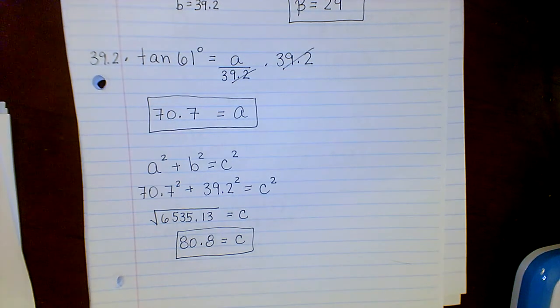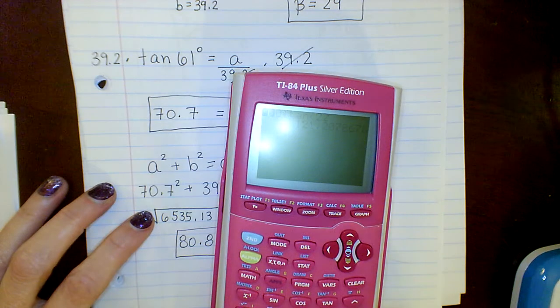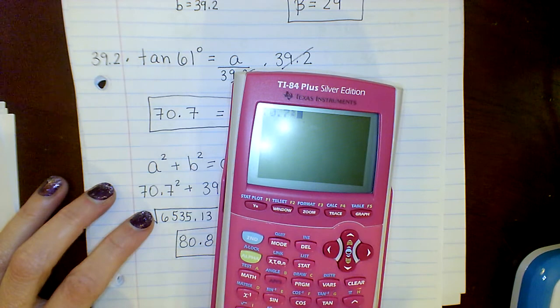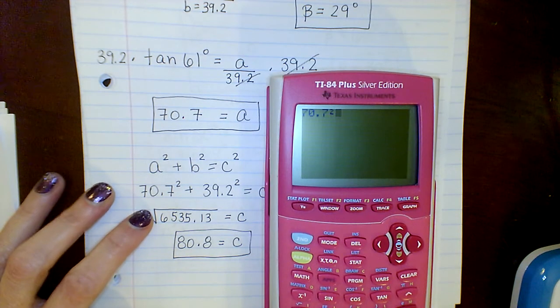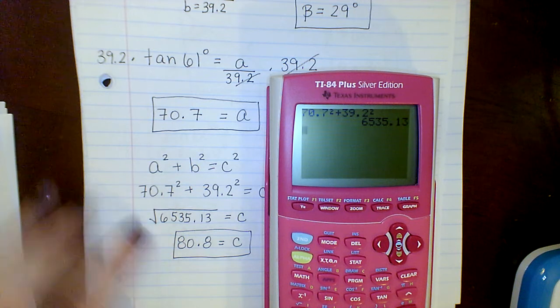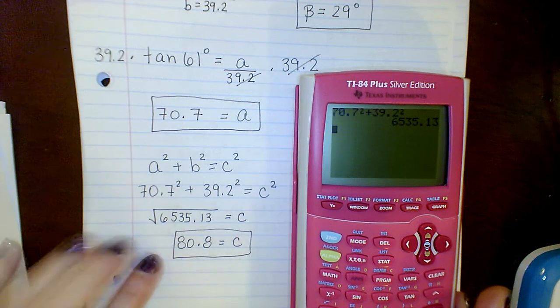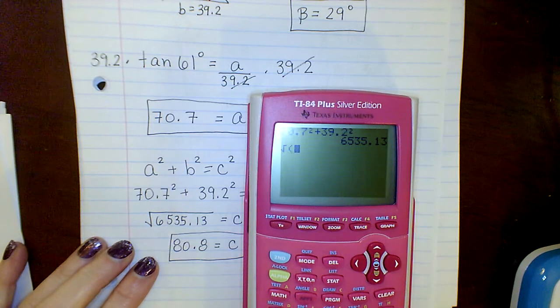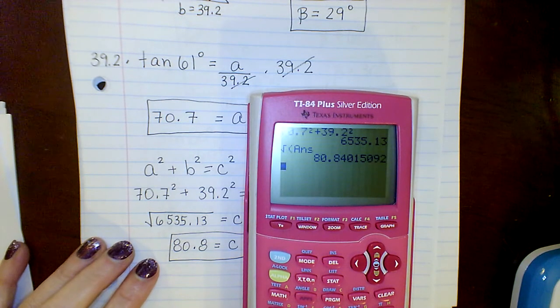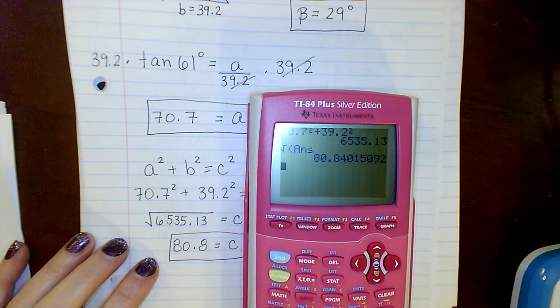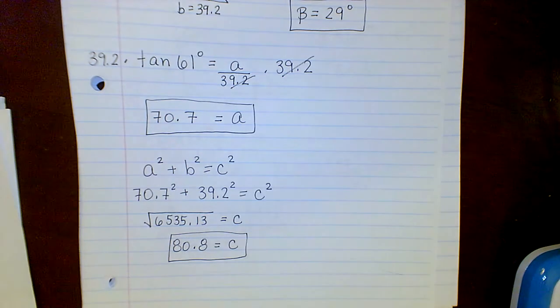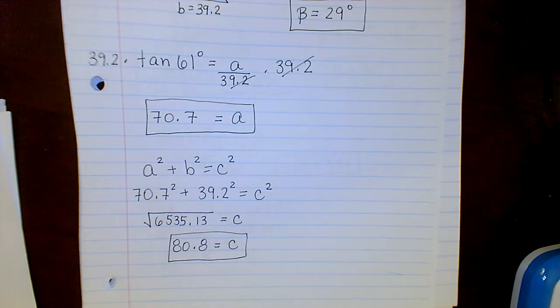So I took 70.7 squared, plus 39.2 squared. And then to solve for C, because that's a c squared, I do need to take the square root of that. So I'm going to take the square root, and I get 80.8. All right, cool. Let's do another one then.